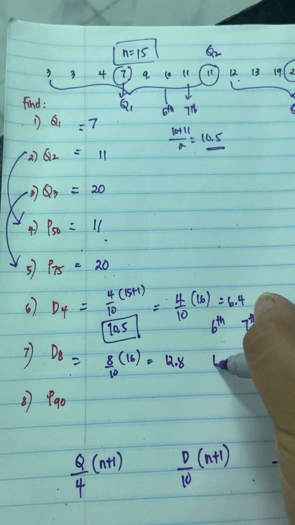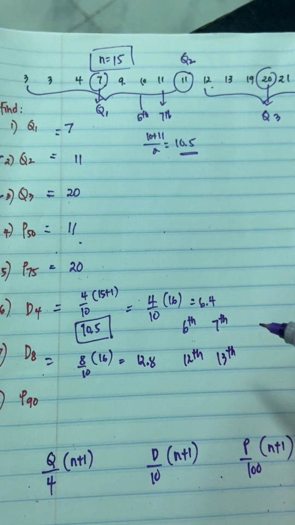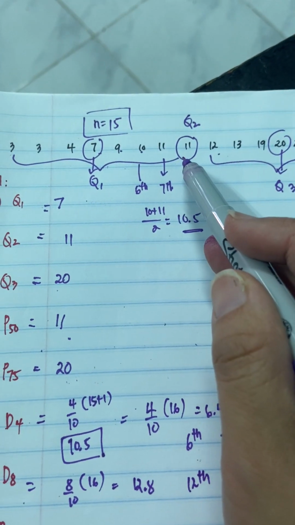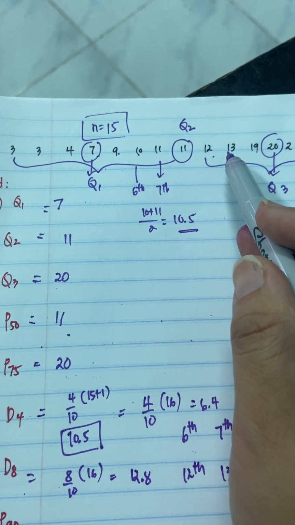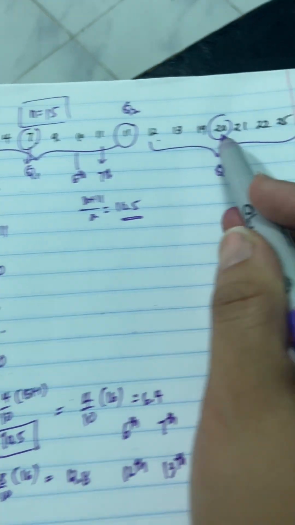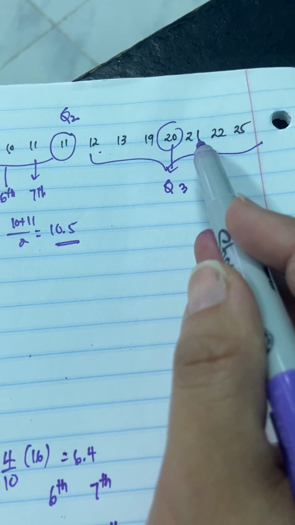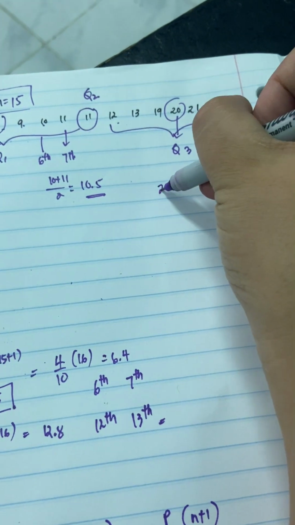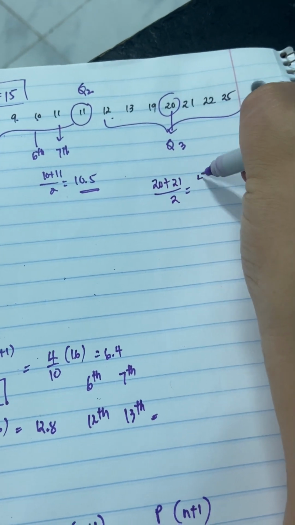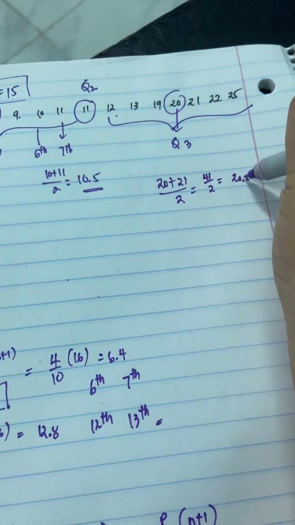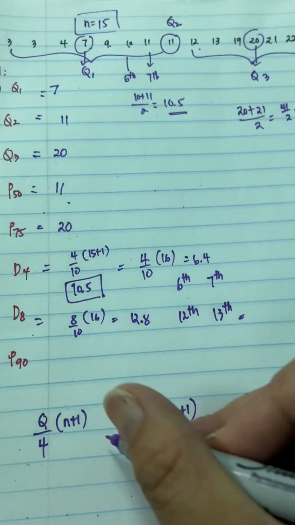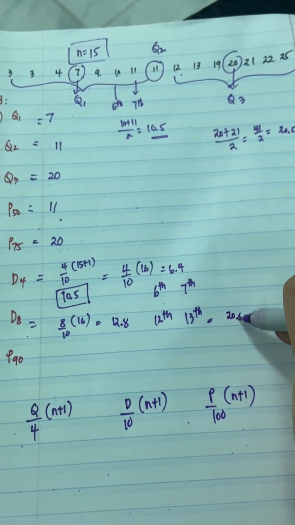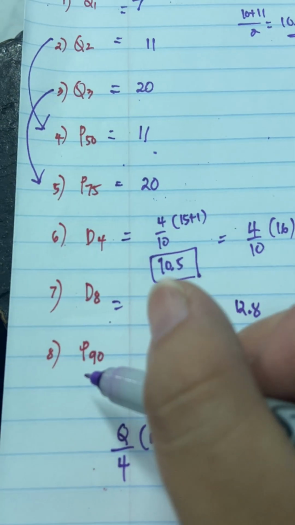Okay, so in between the 12th and 13th position. So here we have 8, 9, 10, 11, 12. So your 12th is 20 and the 13th is 21. So let's have 20 plus 21 over 2. This is 41 over 2 and that gives you 20.5. Okay, so D8 is now equivalent to 20.5.